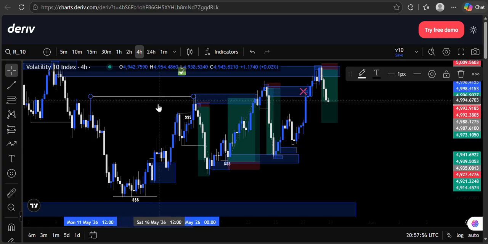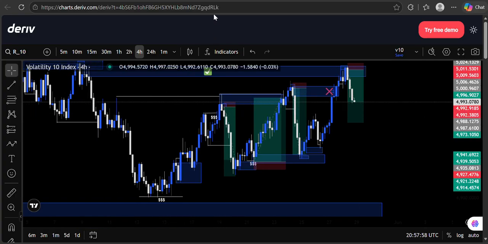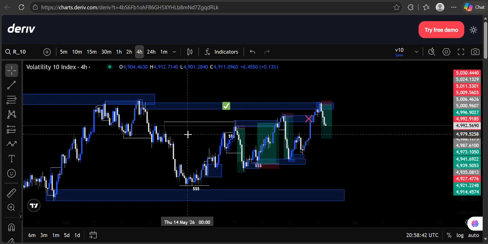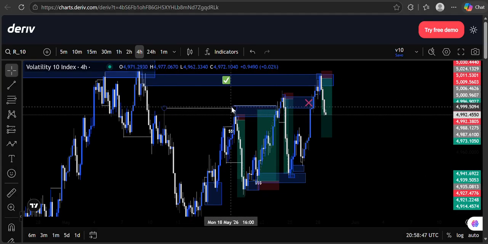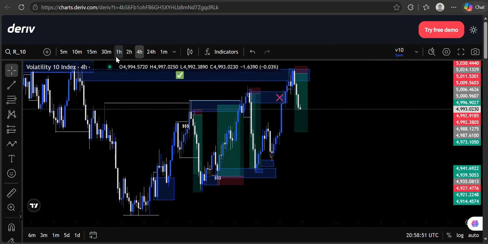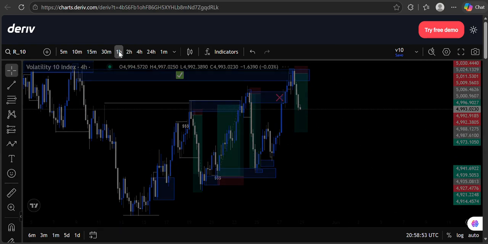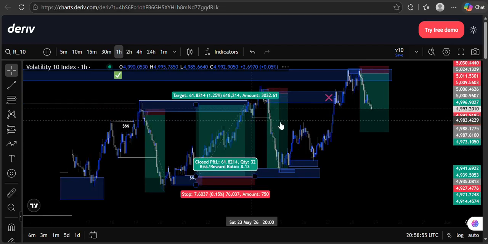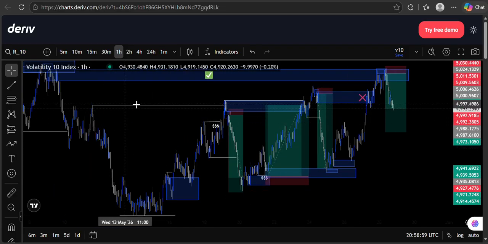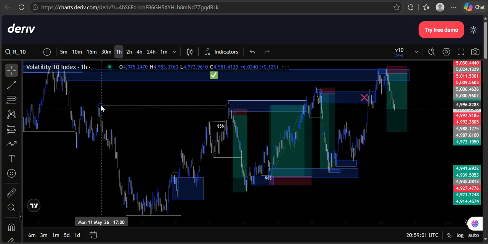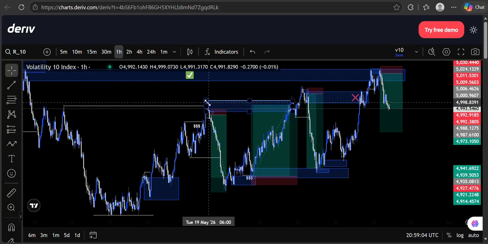And then after this, we saw this liquidity sweep. This previous high was taken by this new high. If we go down to our 1 hour time frame, we are going to see that clearly. We saw this liquidity sweep right here. So this previous high was taken by this high.